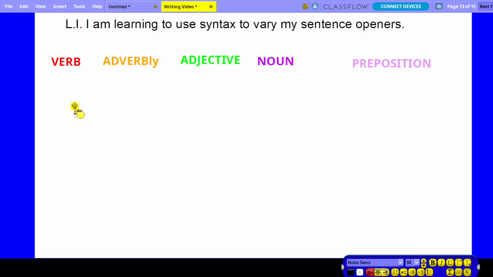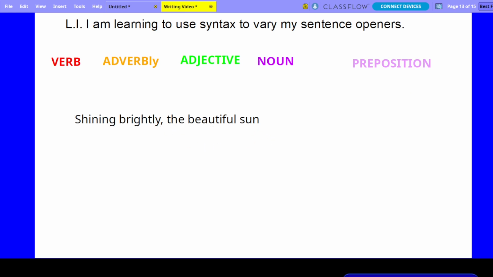So let's take the sun. And I'm going to have the sun shining, and my adverb will be brightly. And I'll say the beautiful sun. Now I go straight to my preposition. It doesn't sound right, does it? I sort of go in the sky or upon the land. There's something missing. And what is it that's missing in this case? It's another verb. If you start with the verb of a sentence, you always need a second verb.